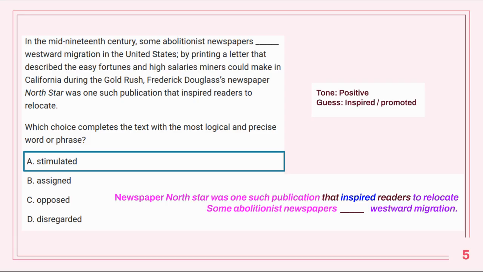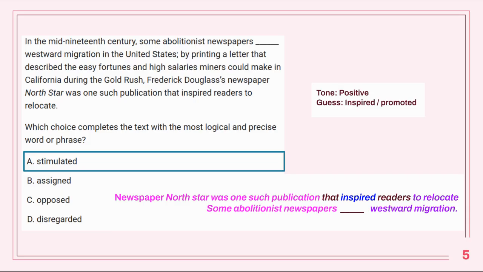So I think stimulated is the best one. Stimulated means to excite, to get someone to do something by exciting them about it. And I think that's what they're doing. They're exciting people by talking about how much money they can make in California when they go west. So that's why I really like stimulated.